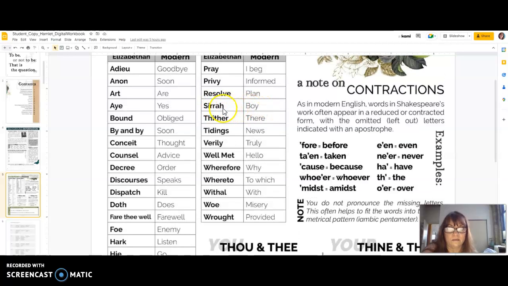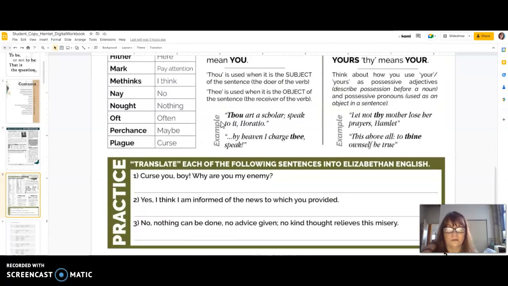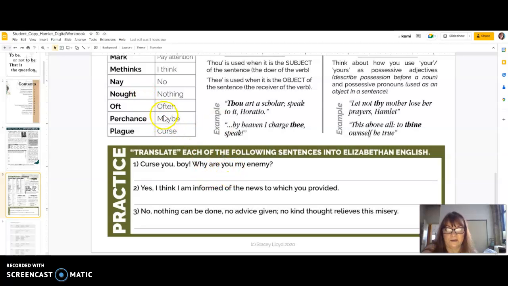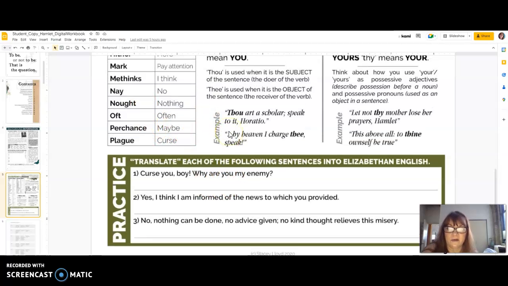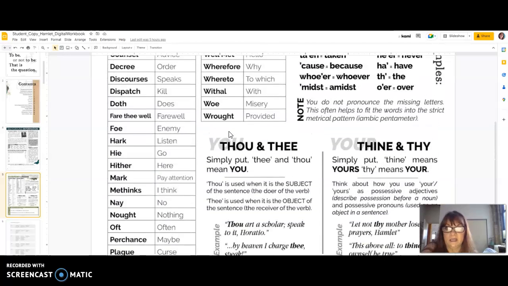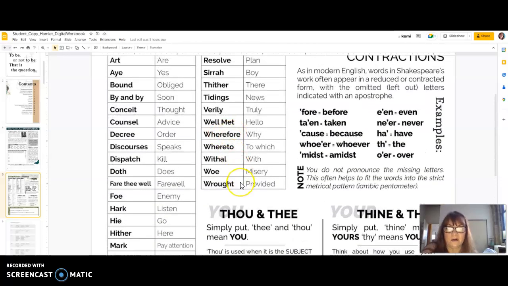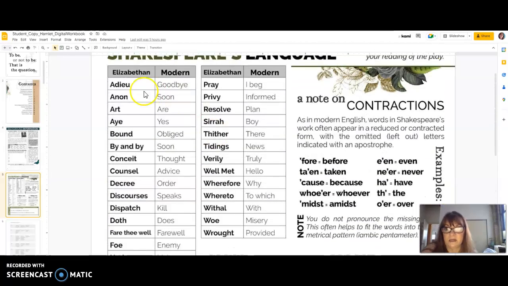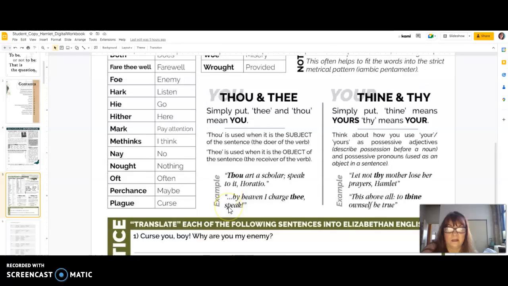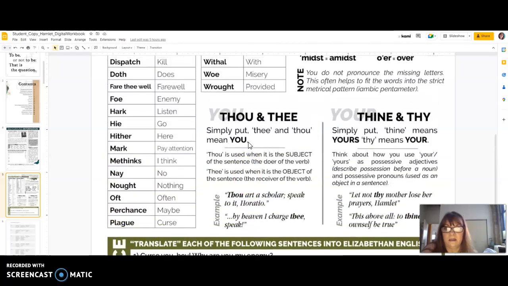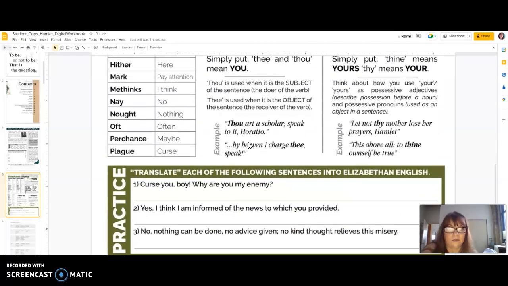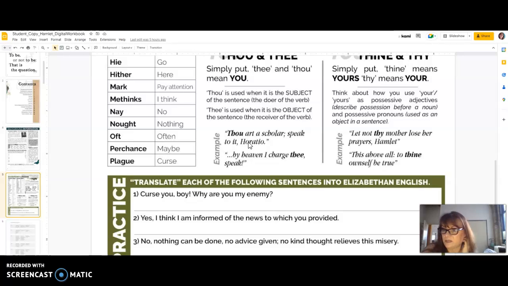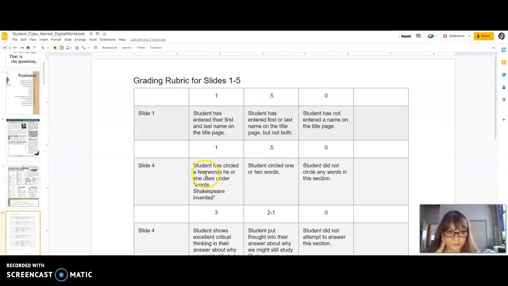Sirrah, boy, sirrah. So make sure you check and see if it's in your key first. Why are you my enemy? Is why up here? Yes. Wherefore. Are, I think I already said is art, right? Why art thou mine foe? So hopefully you get this. It's going to take you a minute. Take some time. Enjoy what you're doing while you're learning, right?